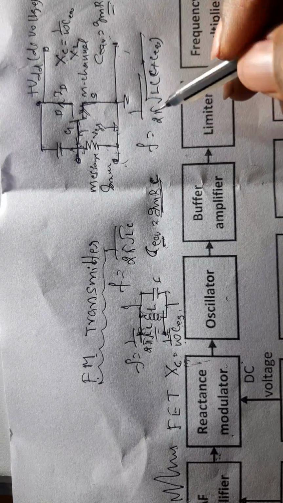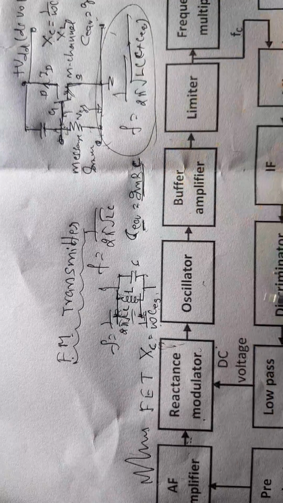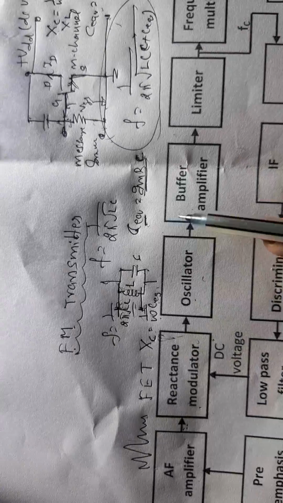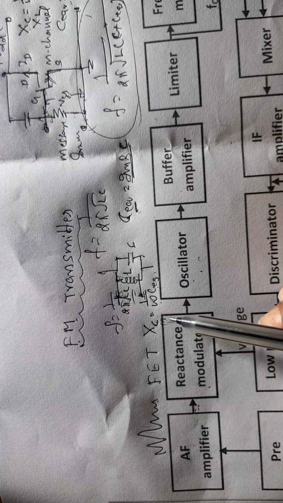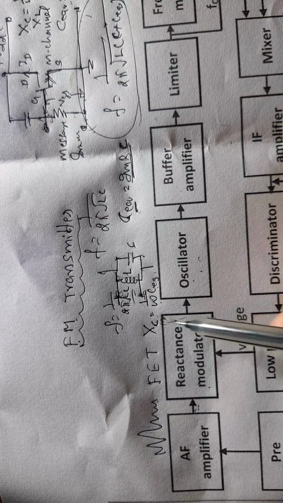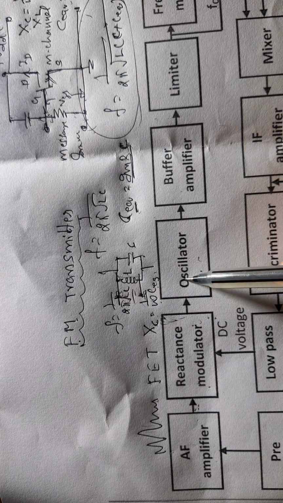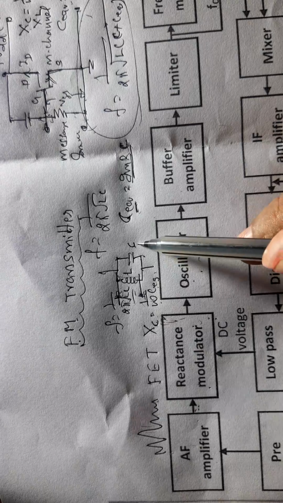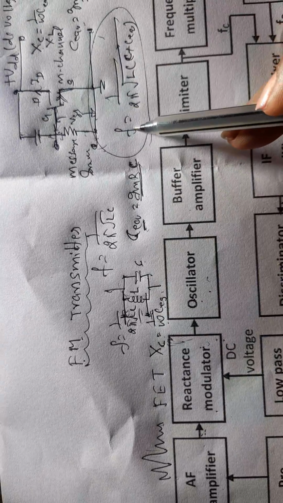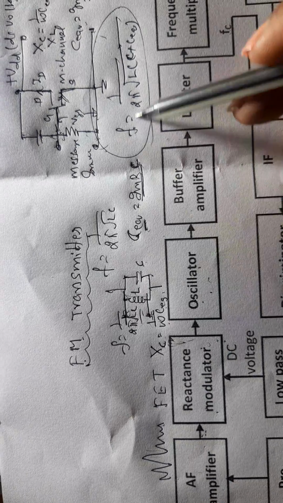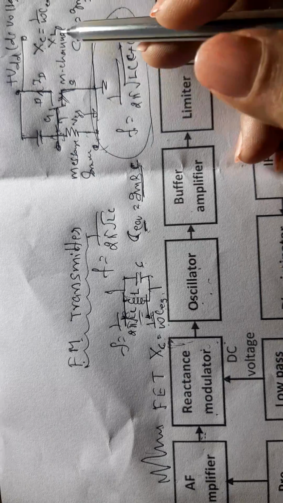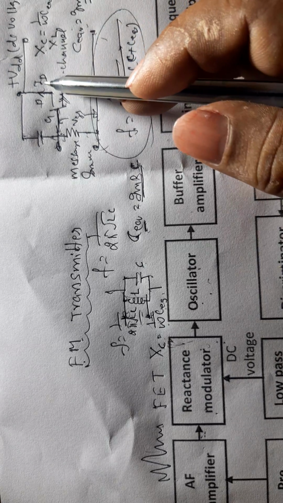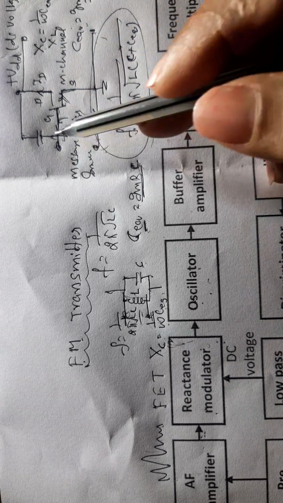So this is the frequency obtained from the oscillator, because the oscillator consists of this tank circuit, to which the output capacitive reactance from the reactance modulator is applied in parallel. Net capacitance becomes C plus C equivalent. Therefore F changes, the frequency of this oscillator changes. How does it change? Because of C equivalent. How does C equivalent change? It changes according to ID. How does ID change? It changes according to the message signal.